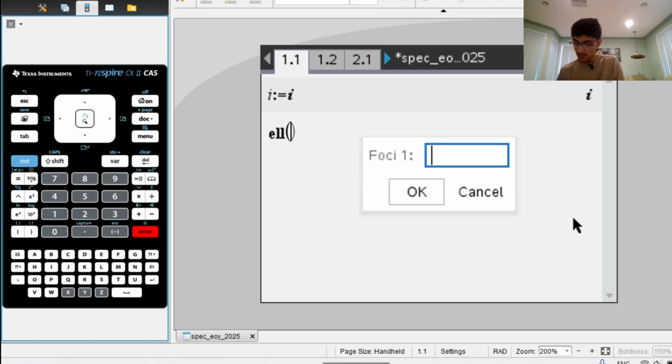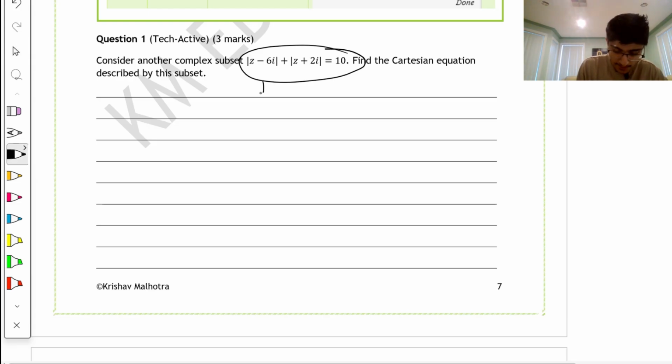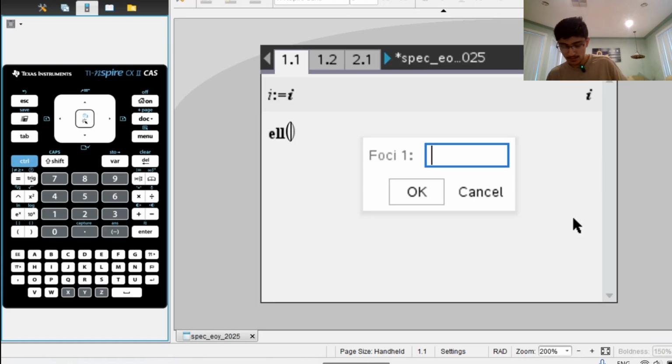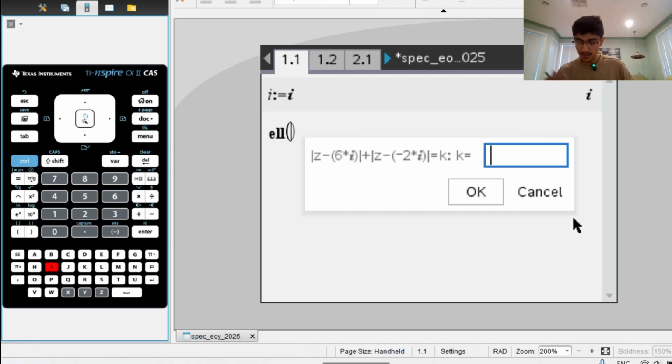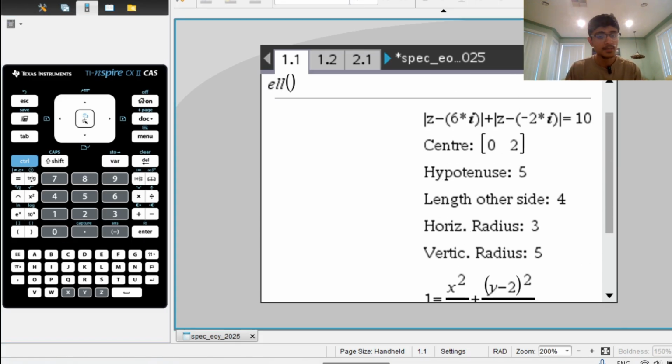So my first foci, if I double check, was 6i, and foci 2 was minus 2i, right? Because z plus 2i is just z minus minus 2i. So I can put my first foci in, I get 6i. Yep. My second foci is minus 2i. And then my constant is just k equals 10. So I put that in, and voila, I basically have my full answer given to me from the UDF.